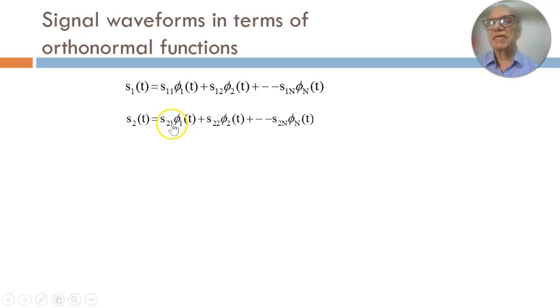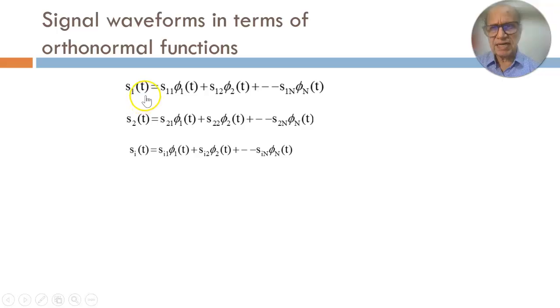Similarly, S2(t) can be generated. So note the change in the suffix here. S21 is the coefficient of Phi1(t) when S2(t) is being generated. S11 is the coefficient of Phi1(t) when S1(t) is being generated, and so on. So S22 Phi2(t) plus etc., assuming capital N number of orthonormal functions. In general, Si(t) will be Si1 Phi1(t) plus Si2 Phi2(t) plus etc., SiN PhiN(t).